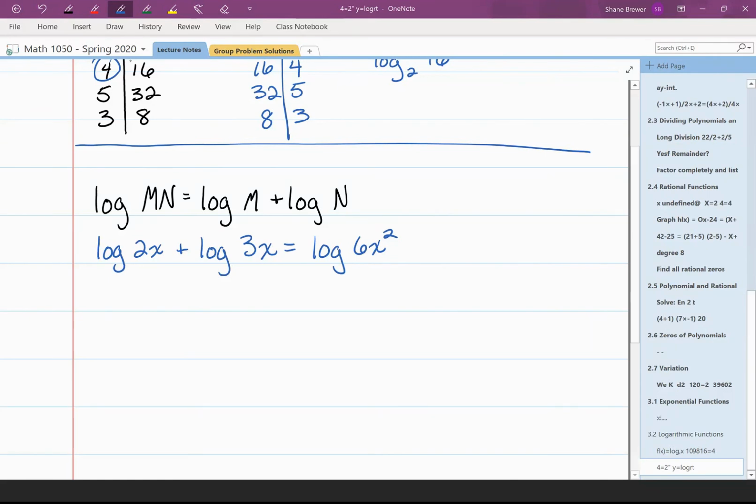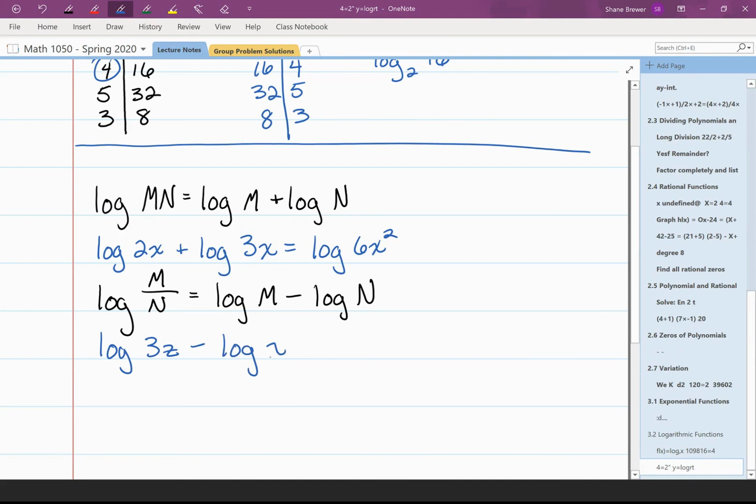Okay. So we also have this. If you have the log of a quotient, it's just the difference, log of m minus log of n. And so if you have two logs that are subtracted, log of 3z minus log of x, you can just write that as a single log of 3z over x.